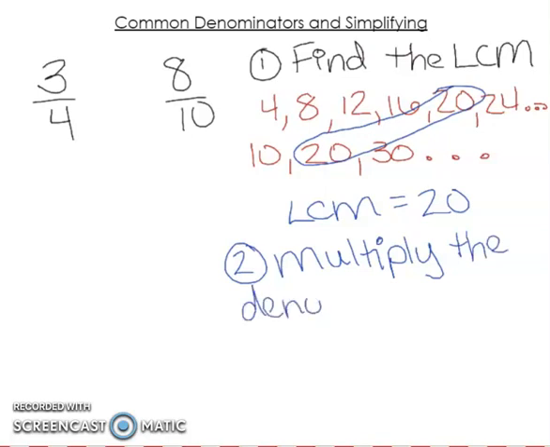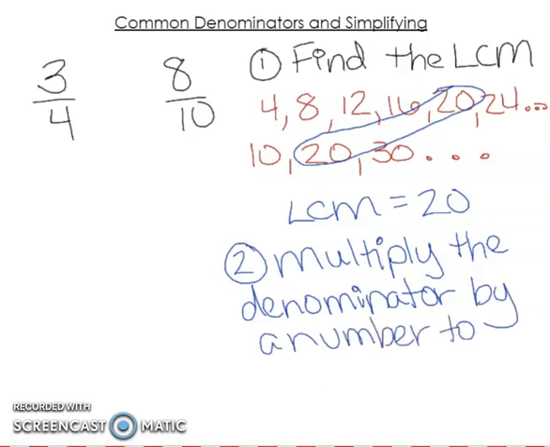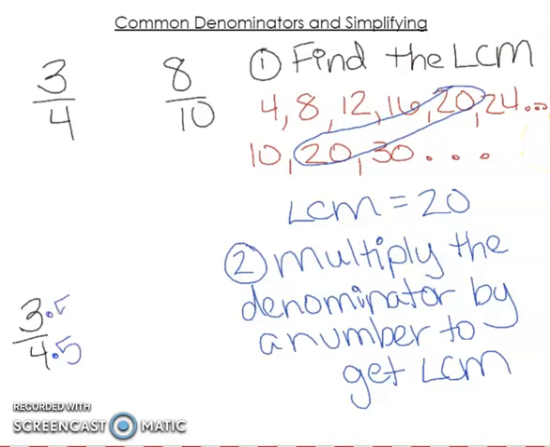So then I'm going to multiply the denominator by a number to get 20, or in this case, to get the LCM. So 3/4. Okay, so I'm going to think, okay, what number times 4 would give me 20? And so that would be times 5. So give me 20 on the bottom, 15 on top.